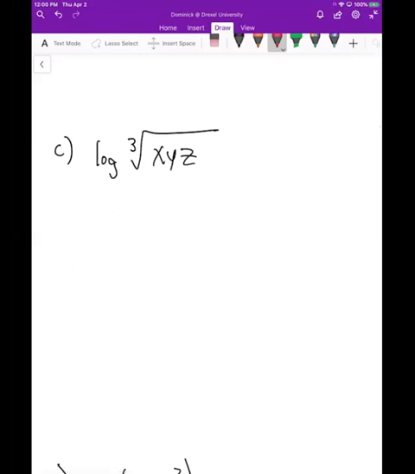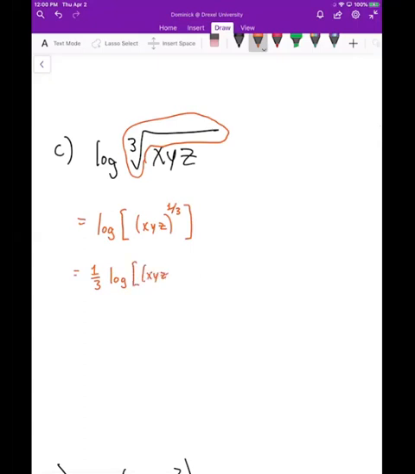Okay, now part C we have to be a little bit clever on, all right? Because we want to think about, well, what does it mean to have this cubed root here, right? Well, of course, that's a 1/3 power. So we want to think of this as log of x, y, z, everything under the root to the 1/3 power. So of course, now we can apply the power rule. The 1/3 can come out front. And now we have log of x, y, z. And now, of course, we can apply the product rule. And again, we need to be careful with our parentheses. So this is 1/3 log of x plus log of y plus log of z. Right? And they should all be in parentheses because the 1/3 power applies to all three of them.